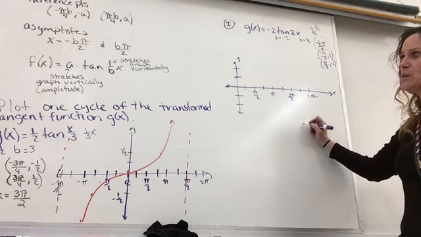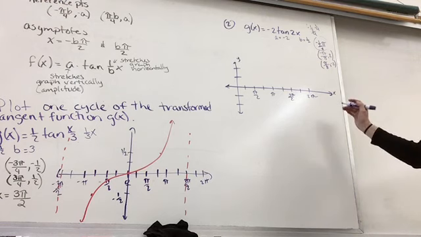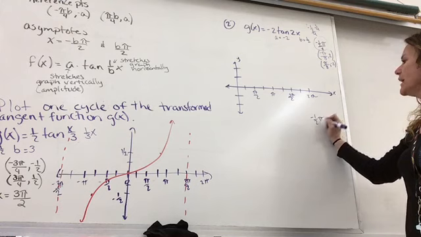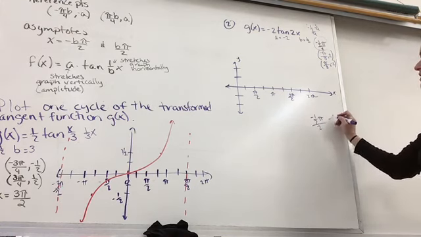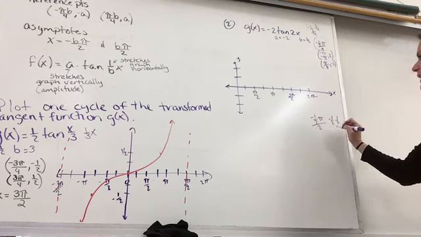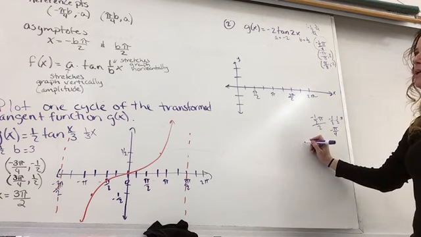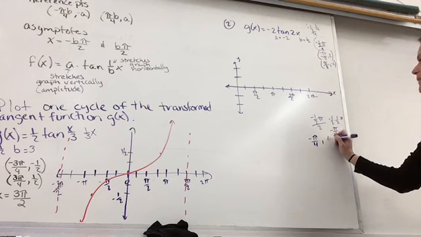My asymptotes are negative B pi divided by 2. So negative 1/2 pi divided by 2. And again, we don't divide fractions. That's negative 1/2 times 1/2 times pi. That's negative pi over 4. So my asymptotes are at negative pi over 4 and positive pi over 4.